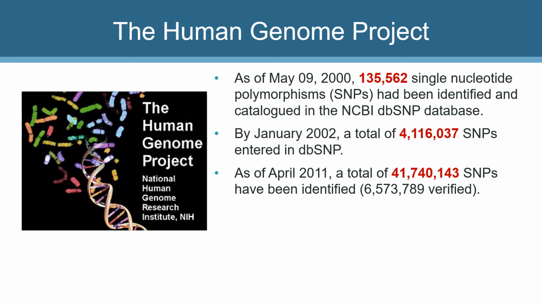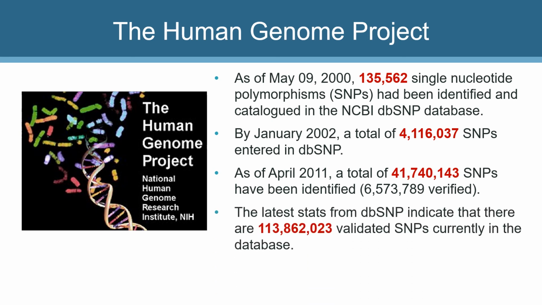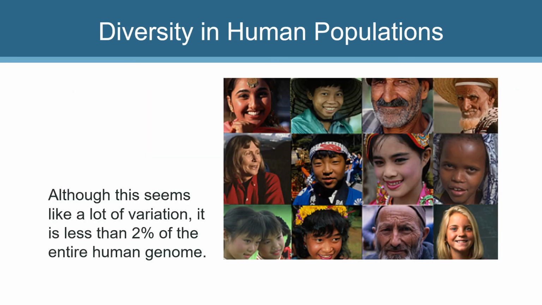The latest statistics from dbSNP indicate that there are more than 113 million validated SNPs currently in the database. Although this seems like a lot of variation, keep in mind that it's actually less than 2% of the entire human genome. When you look around you at the variety of shapes, faces, sizes, and colors in the human population, it's important to realize that we are all essentially the same.